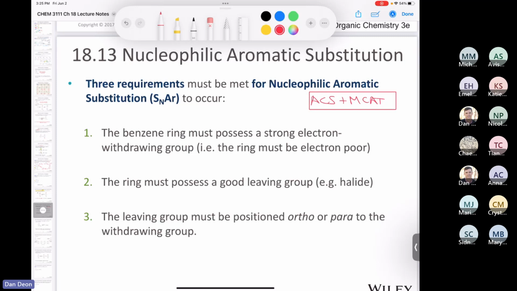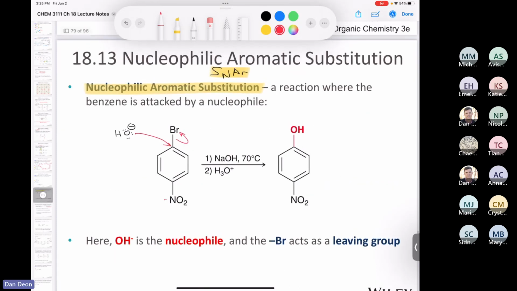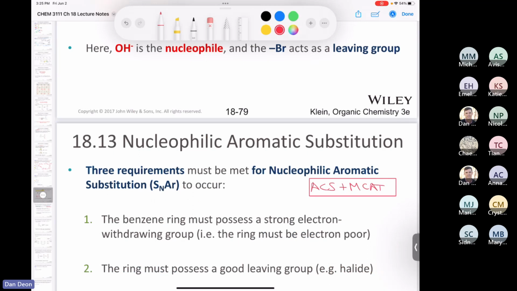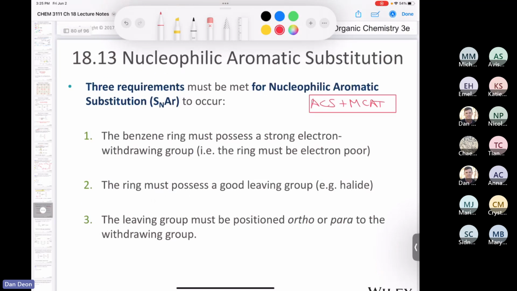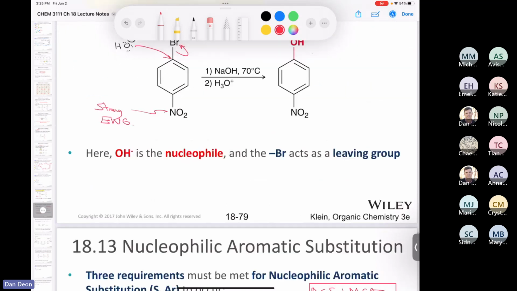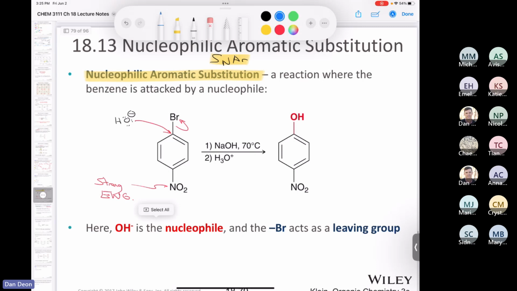So it says, first of all, the benzene ring has to possess a strong electron withdrawing group. So look, if we go back here, we have a strong electron withdrawing group. So criterion 1 is met. Number 2, the ring must possess a good leaving group. Well, looky, you have a bromide, a good leaving group. So the second criterion is met.